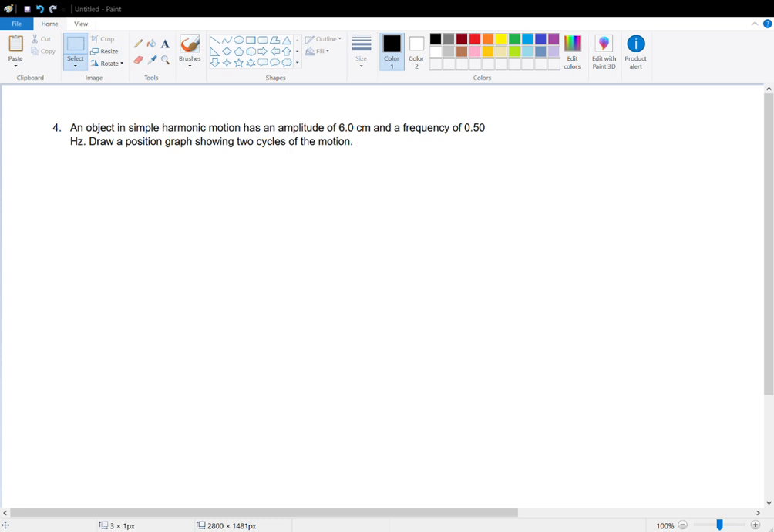An object in simple harmonic motion has an amplitude of 6 centimeters and a frequency of 0.5 hertz. Draw a position graph showing 2 cycles of the motion. All right, so what do we know about simple harmonic motion?